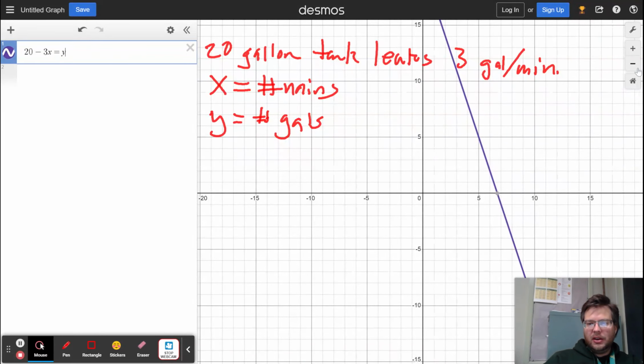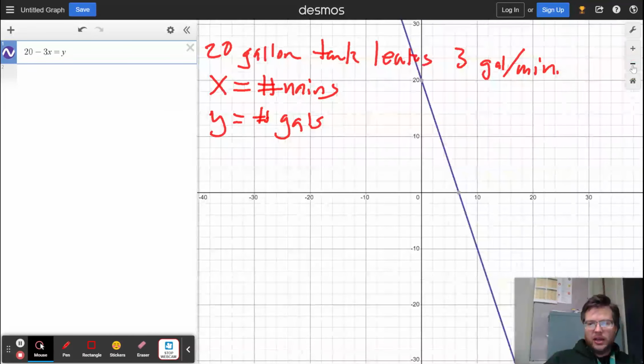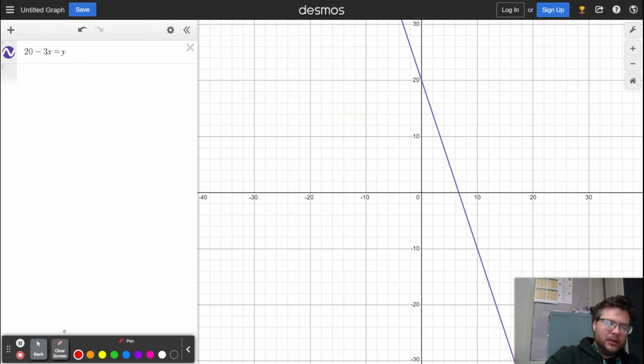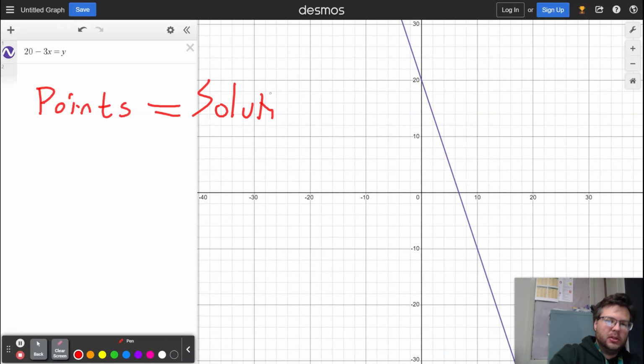And you can see that there is a nice straight line starting at 20 down here. All of the points that are on the line are called solutions. Well, this is a big idea. I really want you to have this idea in your head that points on the line are solutions.